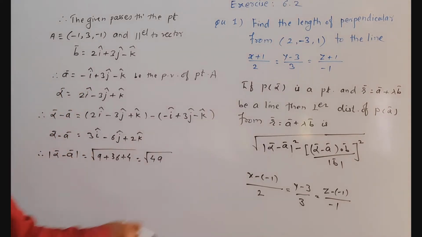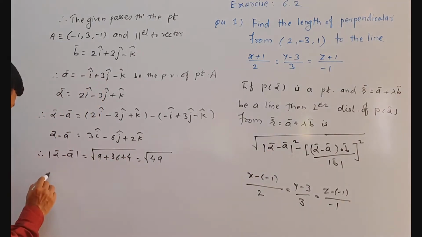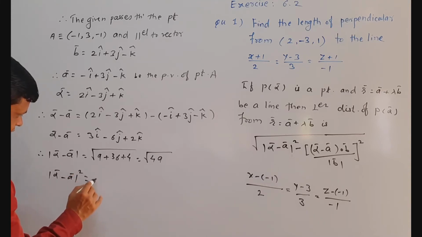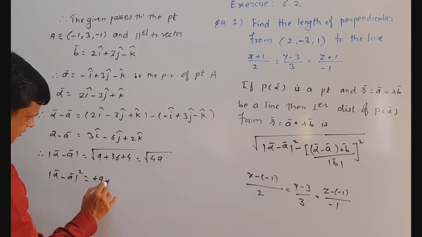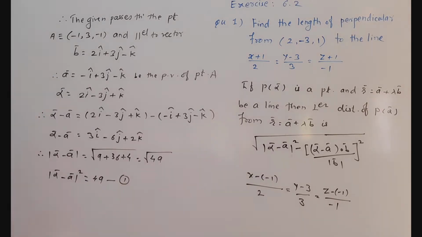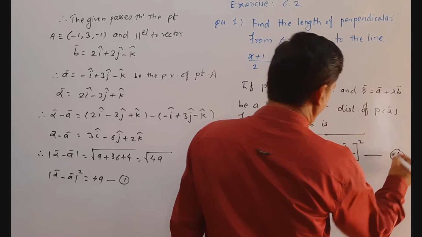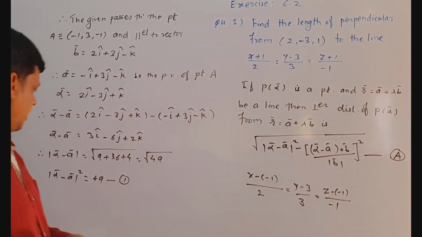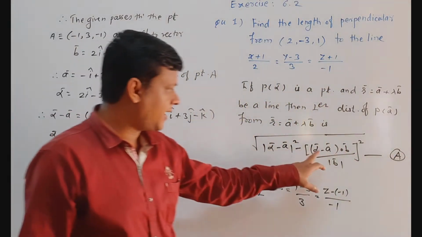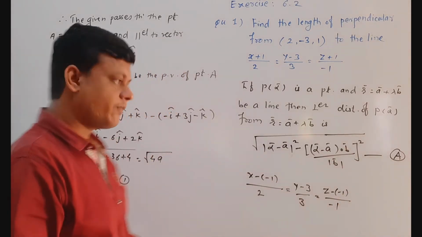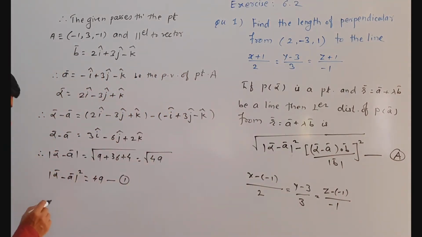Now we require the value of its square, so we take square on both sides, so we get here 49. Now denote this as equation number 1. This is equation number capital A. Now again we have to find the value of alpha bar minus a bar dot b bar. So first we calculate that value.